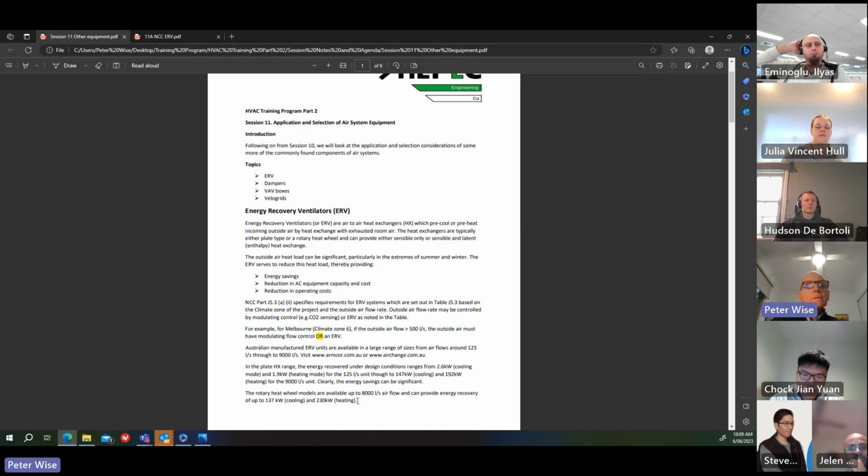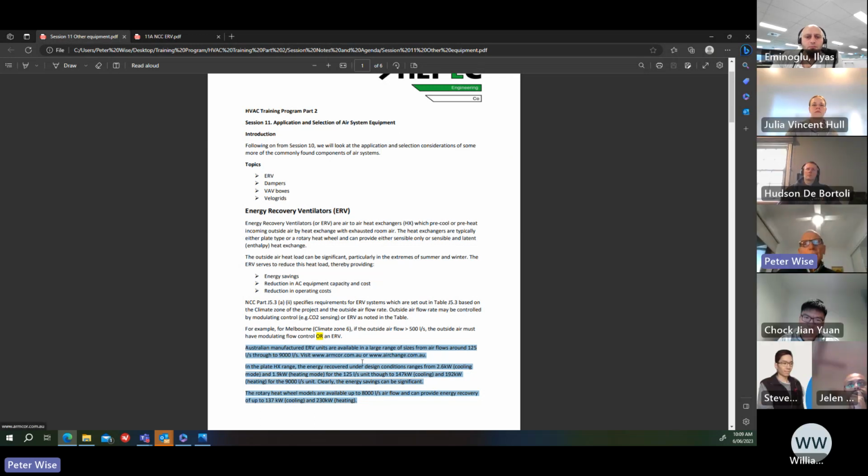And there's a couple of Australian manufacturers. There's also international manufacturers. One particular manufacturer, Armcore, is based in Melbourne. They manufacture units in a large range of sizes from airflows around 125 litres a second through to about 9,000 litres a second. So a big range of units are available. I'll put a couple of websites there, Armcore or AirChange, both Australian manufacturers of this type of equipment. And a bit of information about what they can do.